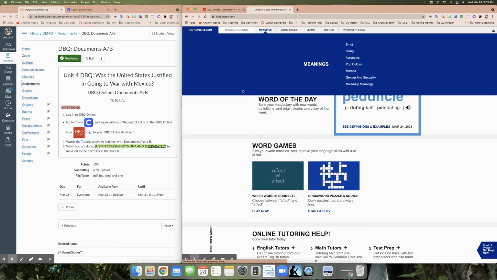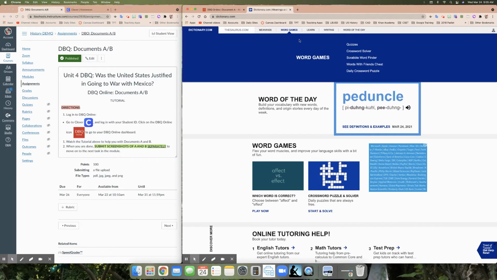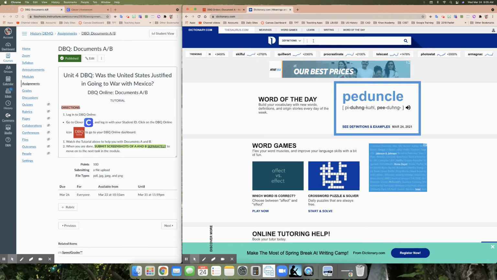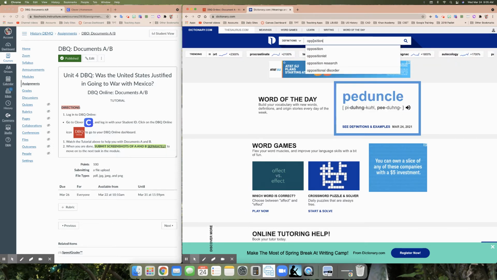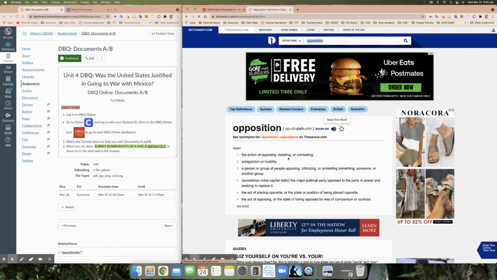So that I can find out what these words mean that I might need some help with. Okay, so opposition and cease. So I'm going to go to definitions. Opposition is the action of opposing, resisting, or combating. So a person or group of people opposing, criticizing, or protesting something. I know that from, for example, 2021, all the things that happened last summer. Protesting means that people are fighting against something that they don't believe in. Okay, so that gives me a better idea of what opposing means.